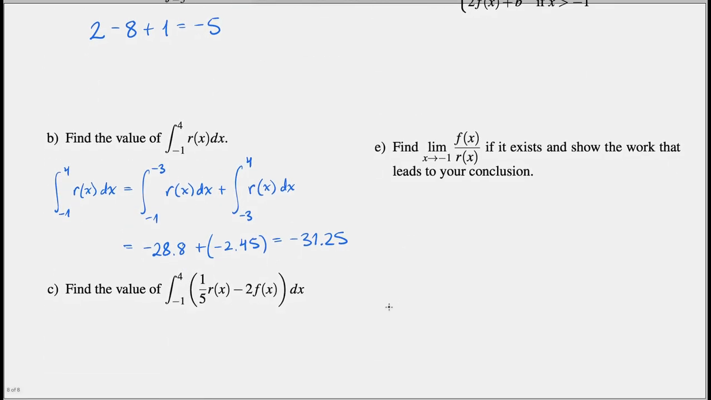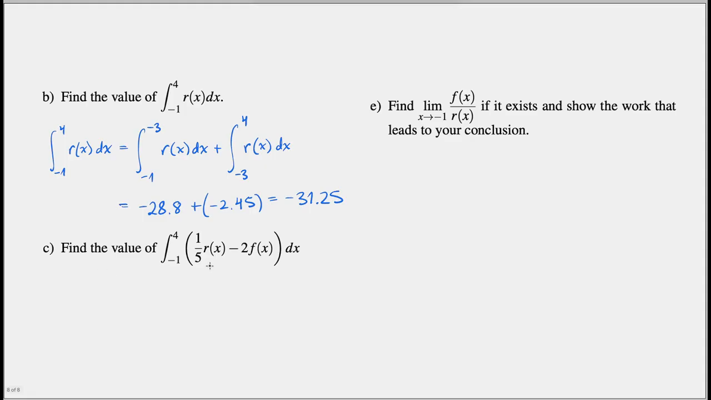Okay, part C, find the value of the integral from -1 to 4 of 1/5 r of x minus 2f of x. Well, I see the integral from -1 to 4. That's what we just did of r of x. So let's go ahead and split this. We have the integral from -1 to 4 of 1/5 r of x. So we'll bring the 1/5 and then the r of x. Okay, and then minus 2 integral from -1 to 4 of f of x.